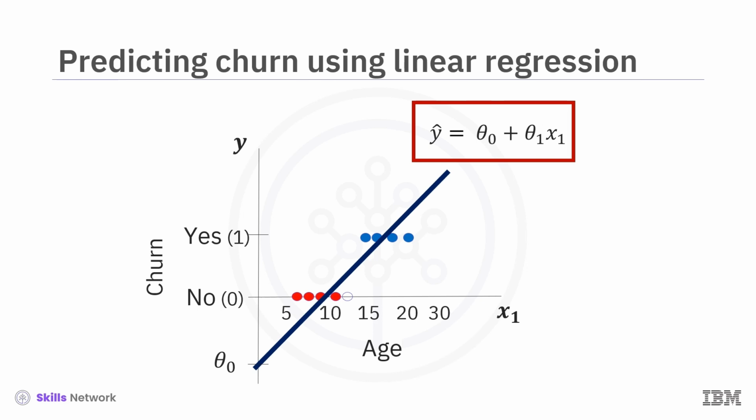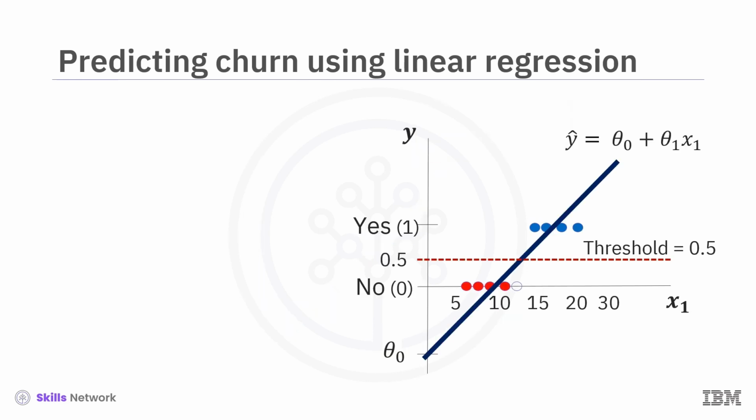One problem is that the prediction's value y hat increases indefinitely with age because the line goes on forever. Obviously, you cannot use linear regression directly to predict churn. Somehow, the predicted values need to be contained within the range 0 to 1. One way to keep the predicted values within the range of 0 to 1 is to use a threshold, like 0.5, to differentiate the classes.